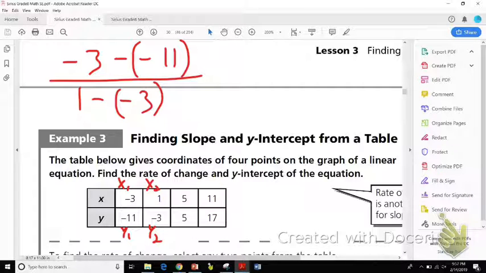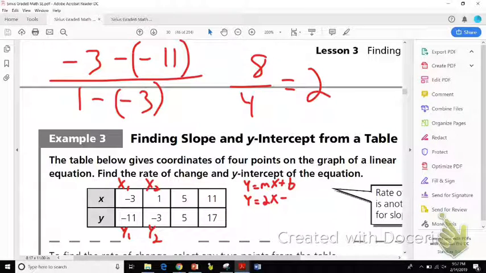So now we have everything that we need for the formula. -3 minus -11, that's going to be 8. And then 1 minus -3 is 4. So our slope here is 2, because 8 divided by 4 is 2. Alrighty? So now, once we solve that, to solve for our y-intercept, we have the equation y equals mx plus b. All we did was solve for our slope. So let's substitute that in there.